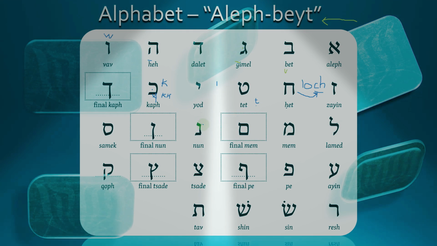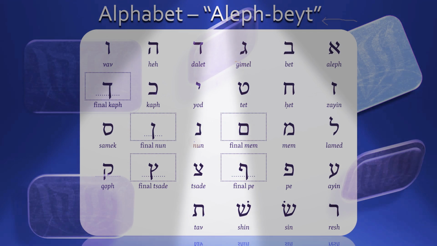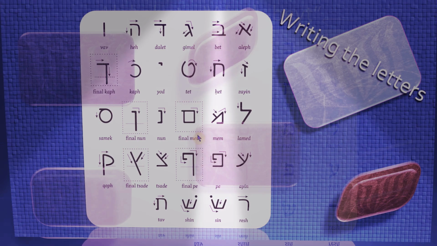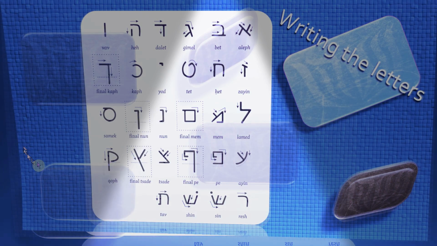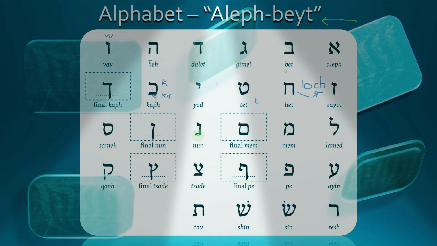The next letter is Nun. Not a nun, but Nun. High noon. You see a noon in the sky. Oops, what happened? Go back there. That's kind of strange. It turned on its own. So that is an N sound. N. And then we have the final form.